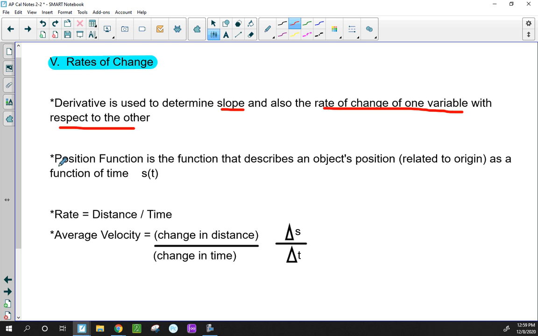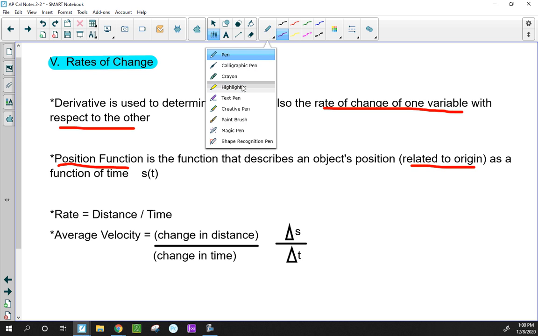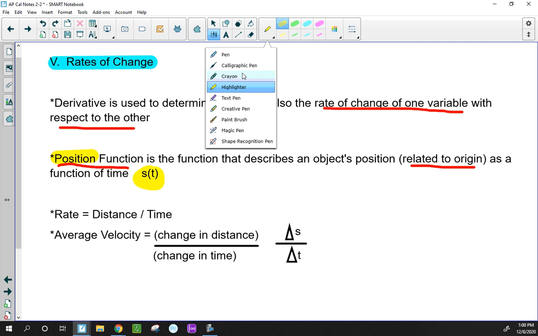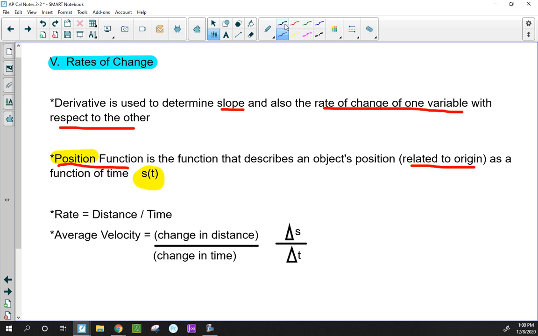they talk about a function's position, and it describes the position as it's related to (0, 0), which is the origin, and it's a function of time. A lot of times they'll use the notation s of t to stand for position. Instead of using p of t, they like to use s of t.